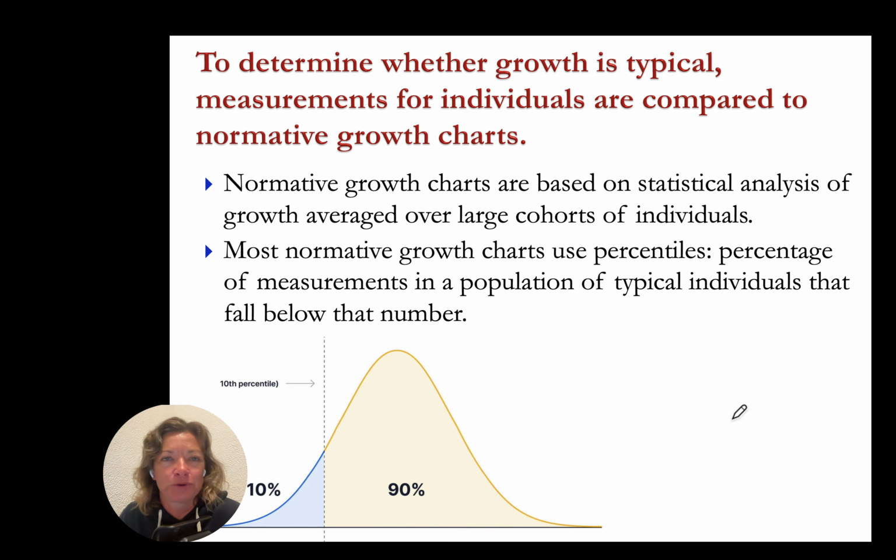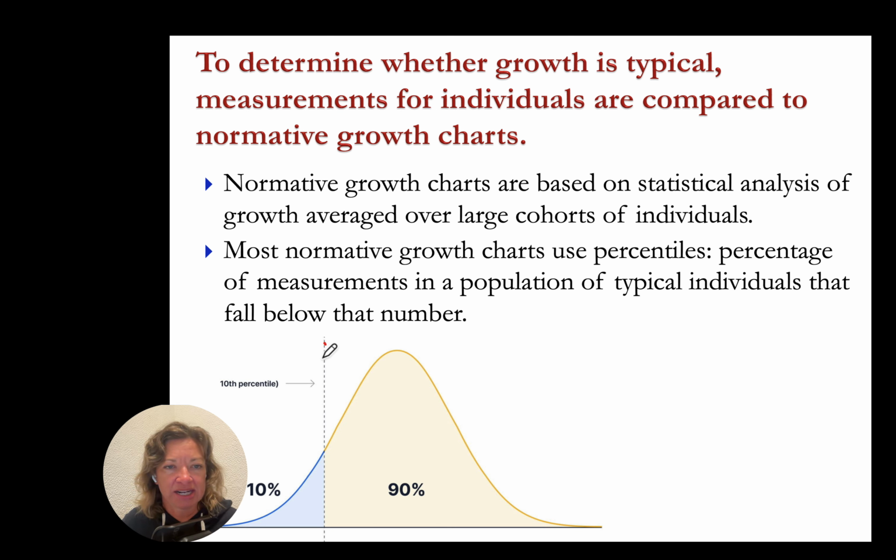Now, to determine whether growth is typical, measurements for individuals are compared to normative growth charts. And the way these charts first are developed, they're developed based on statistical analysis of growth averaged over large cohorts of individuals. That's the first important thing. And the second thing is that most normative growth charts use percentiles. So the percentile is a percentage of measurements in a population of typical individuals that fall below that number.